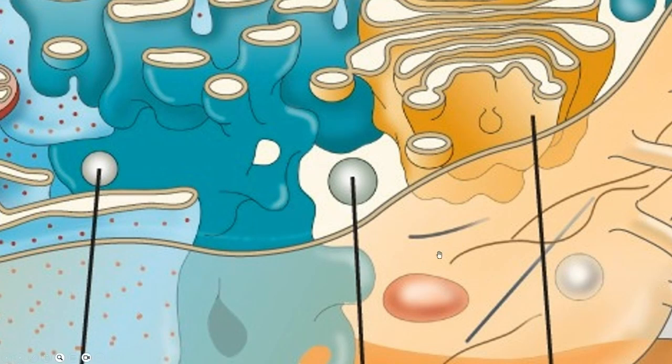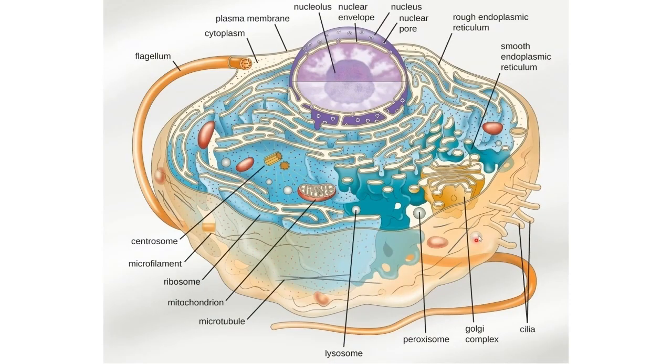Last but not least, you're going to have vesicles. And so these are cellular bags. When we want to store something, we can put it in this little bag here, and now we can move it around as we see fit.